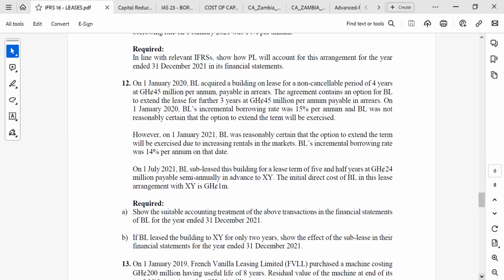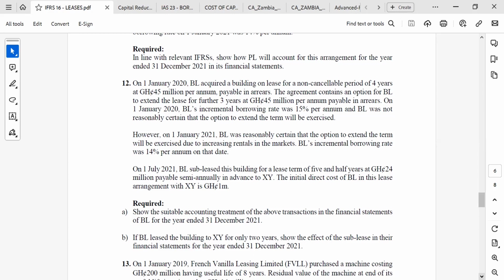Required. A. Show the suitable accounting treatment of the above transaction in the financial statements of BL for the year ended 31st December 2021. B. If BL leased the building to XY for only 2 years, show the effect of the sublease in their financial statements for the year ended 31st December 2021. Okay. This one, the 2 years, should not be there. If it is only 2 years, that will be an operating lease. So I should have removed the 2 years from there so that we account for it in the perspective that I want to do it.